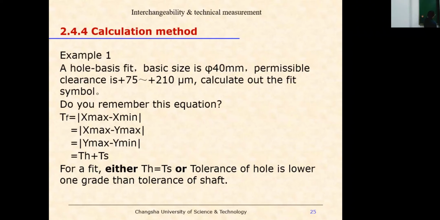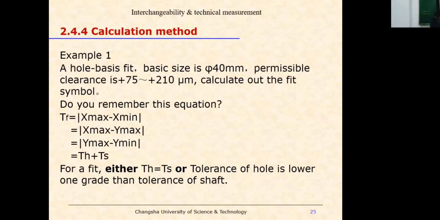So the permissible clearance means that the X minimum equal or larger than 75 is okay, right? And the X maximum equal or smaller than 210 is okay, right?